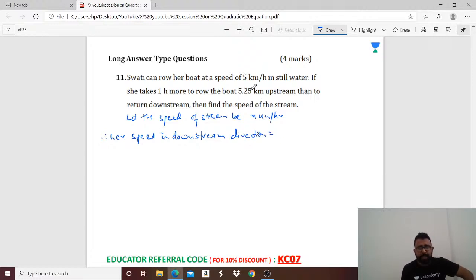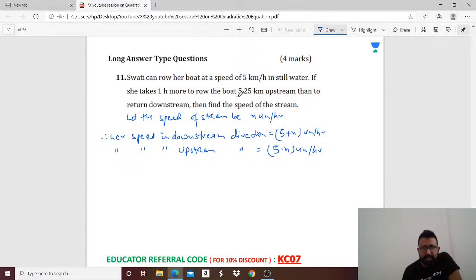Downstream direction mein kya hoga speed? Downstream direction mein, that means with the flow of the river, right? तो जिधर रिवर का फ्लो है उधर ही आप भी रो कर रहे हो, राइट? तो उसमें स्पीड ऐड होगा. तो आपका स्पीड है x और बोट का स्पीड इज 5, सो स्पीड इन डाउनस्ट्रीम डायरेक्शन ऑफ रोइंग विल बी 5 प्लस x किलोमीटर पर आवर, राइट? Similarly, speed in upstream direction, opposite to the flow of the river, that will be less, 5 minus x kilometer per hour, right?